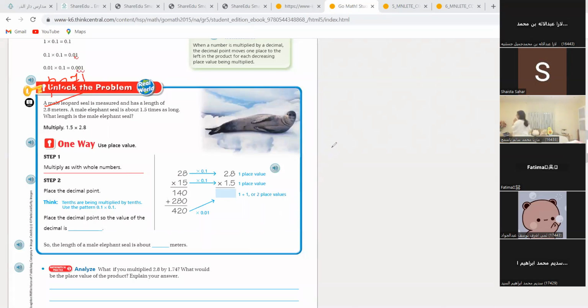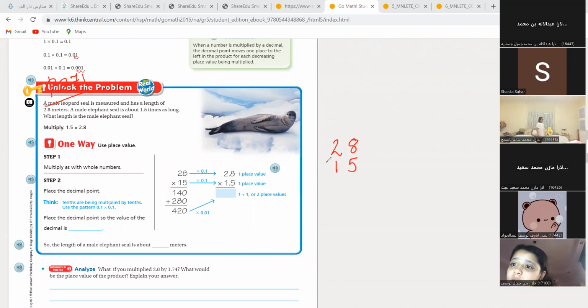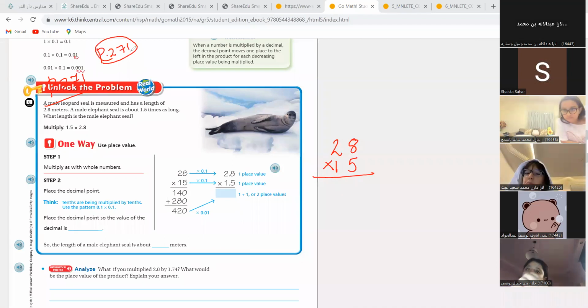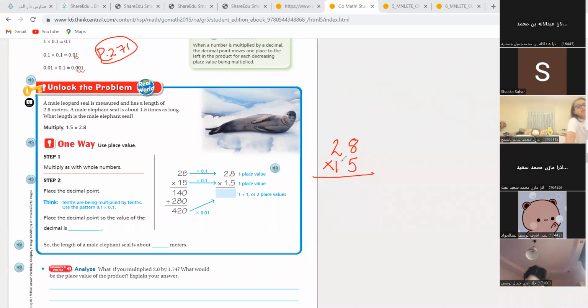Miss, I have to bring my book. Miss Shahista, yes, can you tell me page what? Because it's not showing. Could you draw it on the left? Page 271. Okay, so what do I do? Everyone, are you looking on the screen?